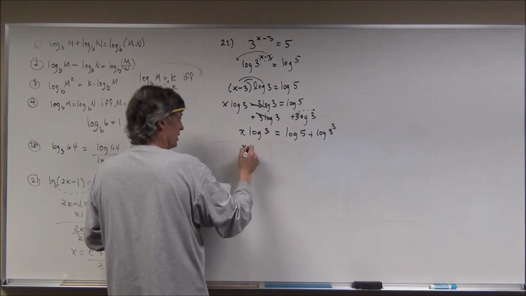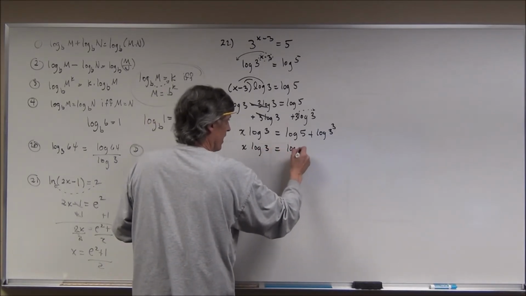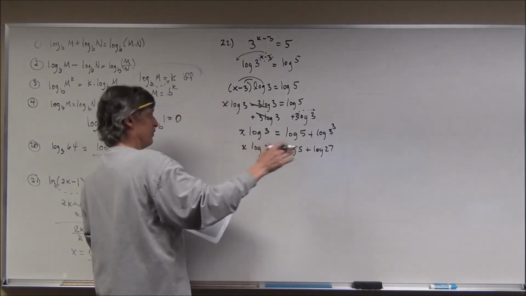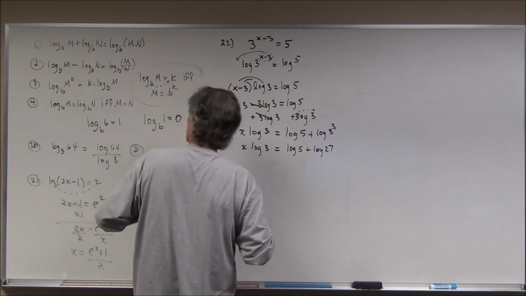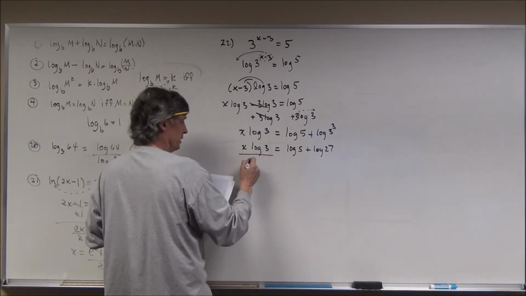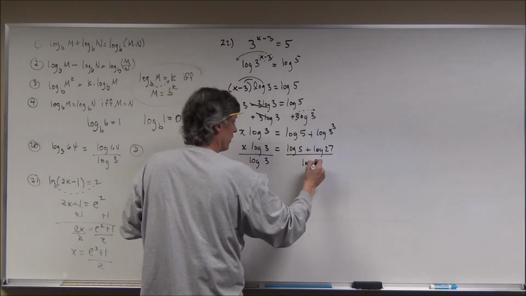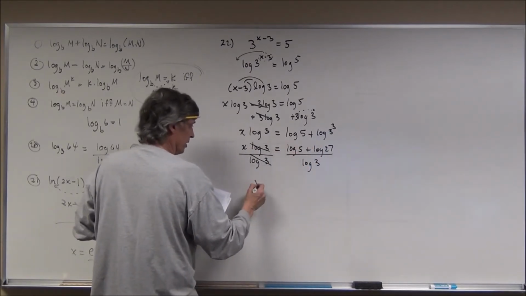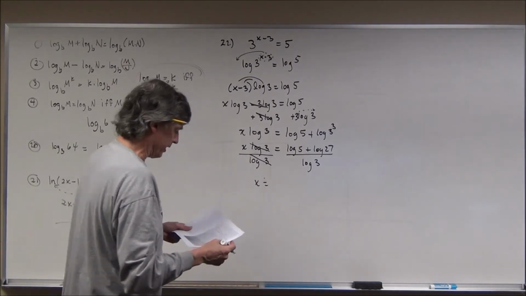So now I have x times the log of 3 is equal to the log of 5 plus the log of 27. Now if I wanted to, I could combine these using property 1, but I don't have to, because I can use my calculator here. Since I'm trying to get x, why not just divide both sides by the log of 3. Just be careful when you enter it into your calculator because you're adding a couple of logs here. Use your parentheses.